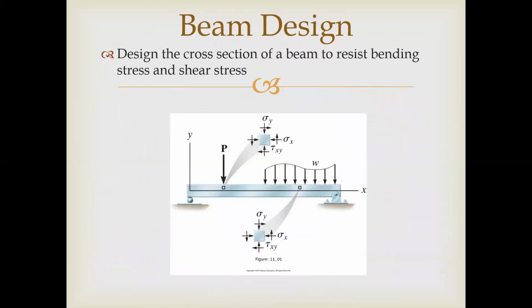So the second topic is beam design. In beam design, we're designing the cross-section to withstand the shear stress and the bending stress, which is really just a normal stress due to bending. So at any particular point in the beam, you're going to have some distribution of stress. You'll have this longitudinal stress, sigma x. You have the shear stress we talked about, tau xy.